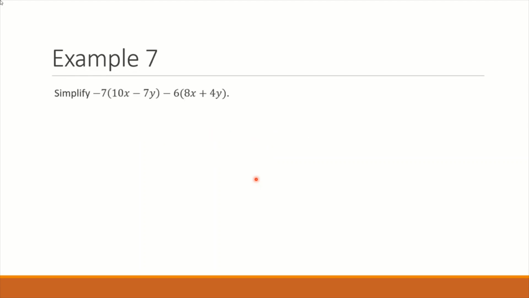All right, last example. It says simplify this expression. So you have negative 7 parentheses 10x minus 7y close parentheses minus 6 open parentheses 8x plus 4y close parentheses. So what do you do here? You can't do what's inside the parentheses. So what you have to do is you have to distribute.